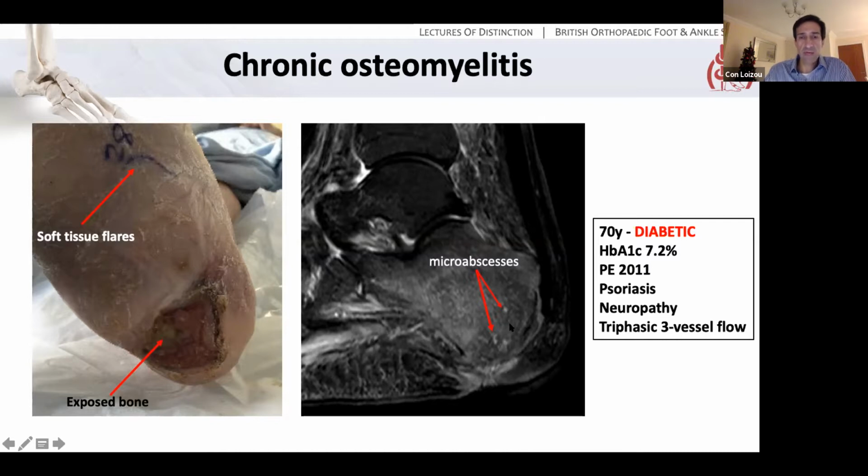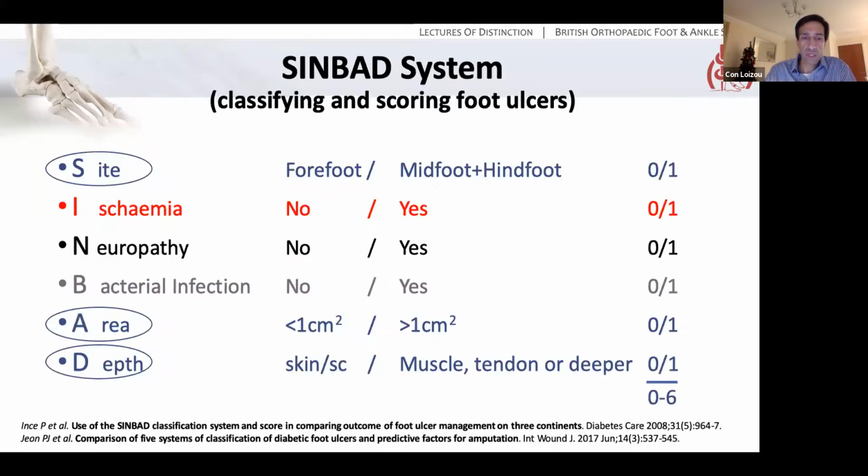Now, when you see this image of an ulcer in your foot, you have to use a universal language to communicate and describe a foot ulcer. And one of them is the SINBAD system, which is recommended by NICE. It describes the anatomy, so site. In our case, it is the hindfoot, so we score 1.